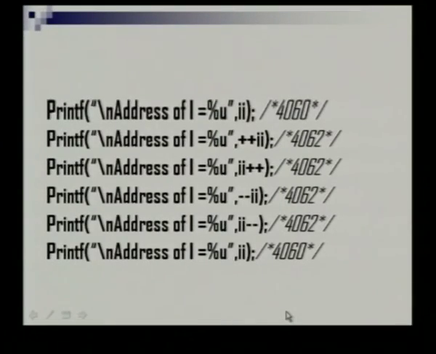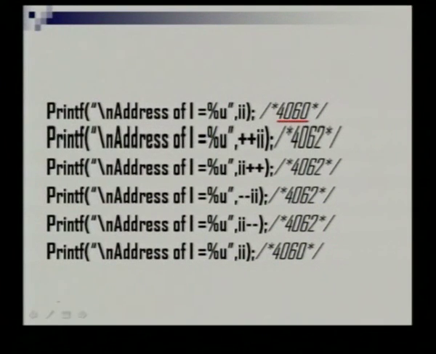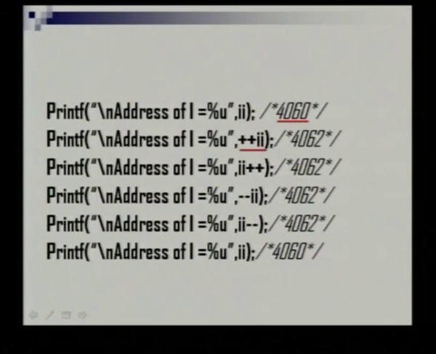So in the first line, I am printing the address of i. The address of i is stored in ii. So the initial address that is printed is 4060. When the program starts, the variable 8, its value is held in the address 4060. Next I am manipulating the address by performing the increment operator, plus plus ii. So what happens? The address will be incremented by 2 as we saw on the last slide. So this 4060 is incremented by 2. Why? Because it is an integer variable.